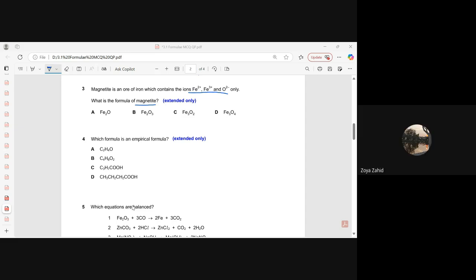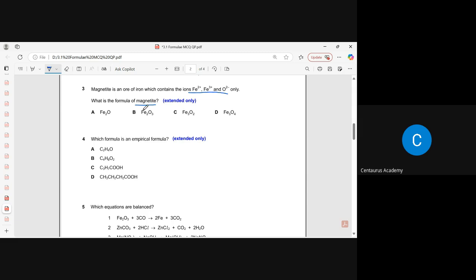Because if we take iron Fe2 plus and oxygen 2 minus, they will cancel out each other, which will give us FeO, but we don't have that in the options. So then we'll take Fe3 plus and O2 minus. When we crisscross them, it will give us Fe2O3. But they say that this particular iron ore contains Fe2 plus and Fe3 plus and also oxide ions. This means that both of these ions, Fe2 plus and Fe3 plus, are present.